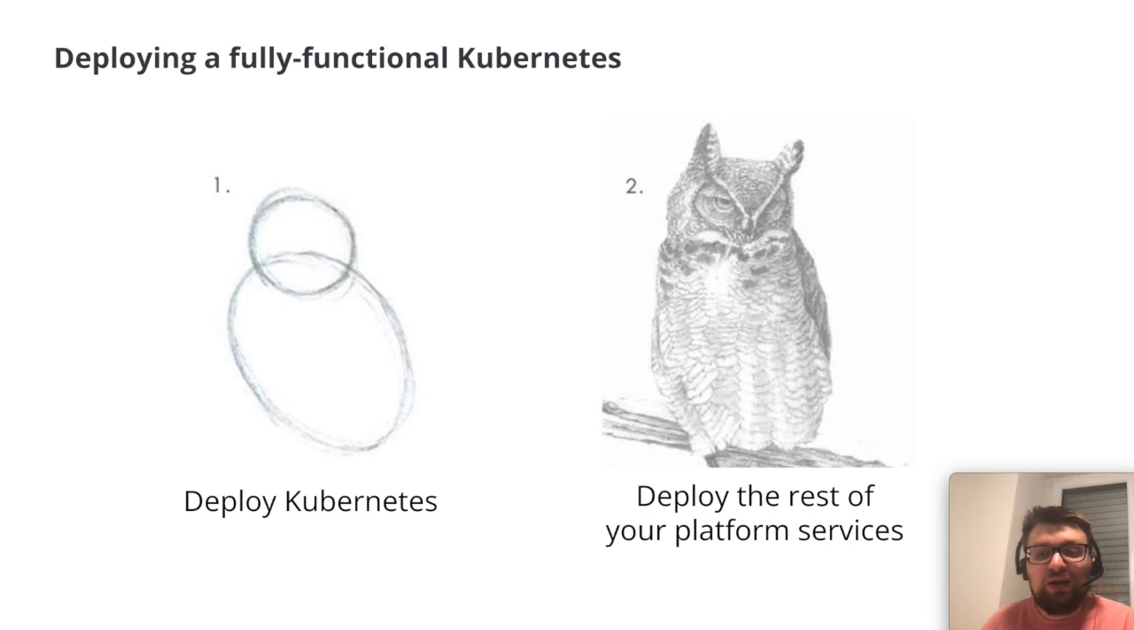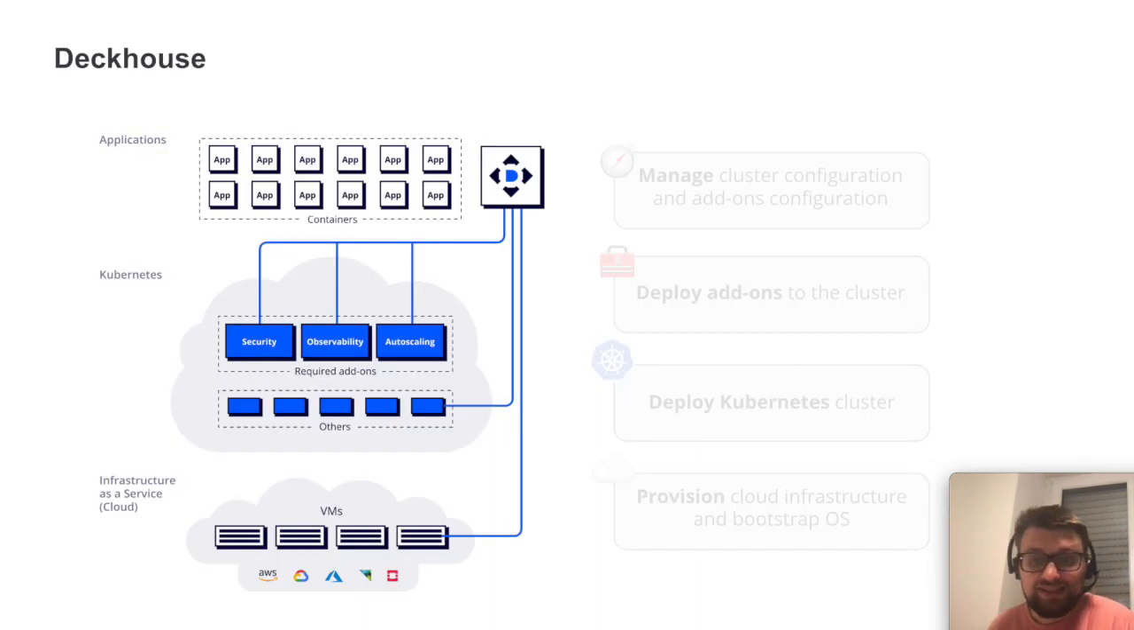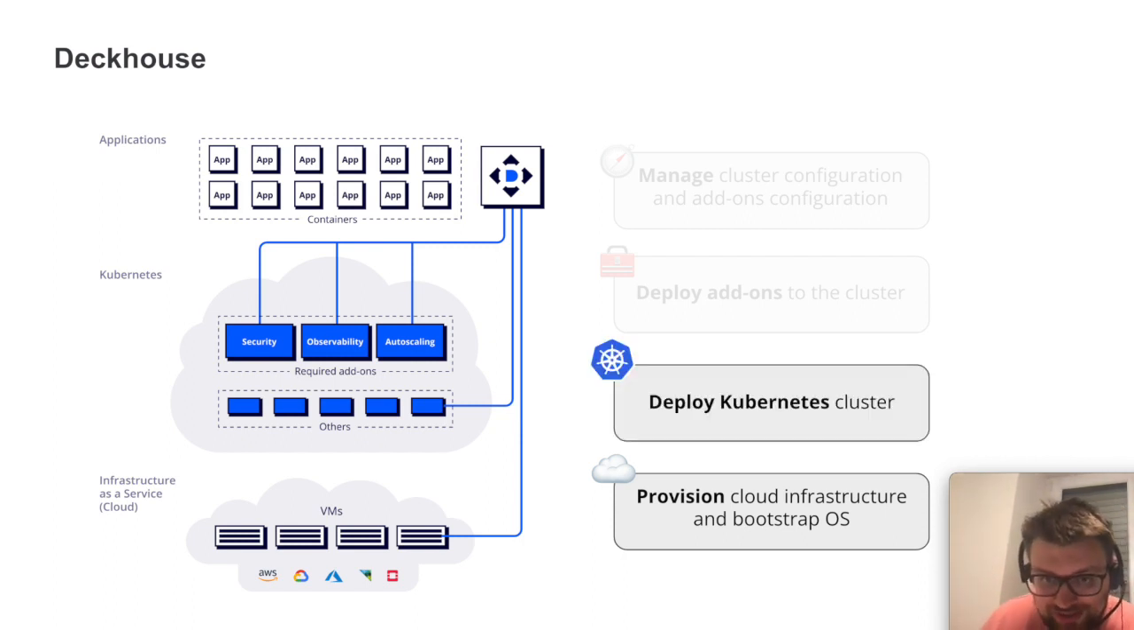Of course, we all understand that there is a gap between the first step and the second step. And that's why we need a platform. And Deckhouse is the Kubernetes platform that is capable of doing many things. Like, for example, Deckhouse can provision cloud infrastructure and bootstrap operating systems so you can run Kubernetes on top of these servers. Deckhouse can actually deploy Kubernetes.